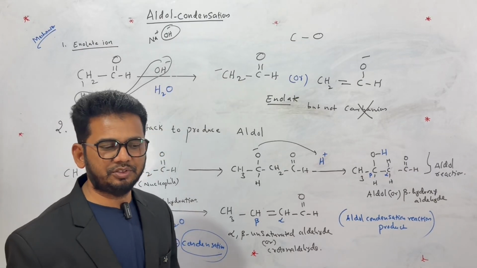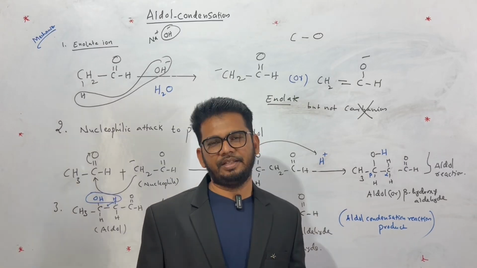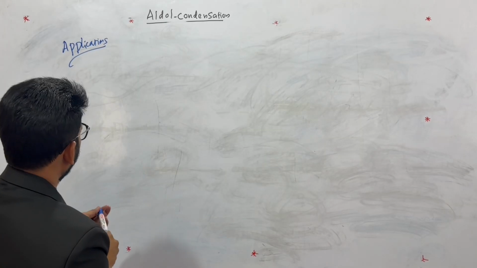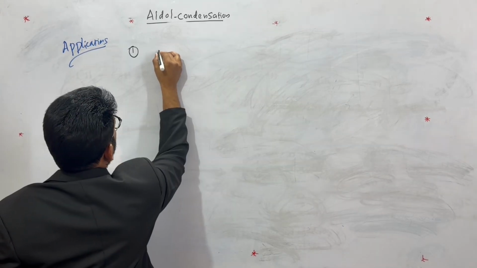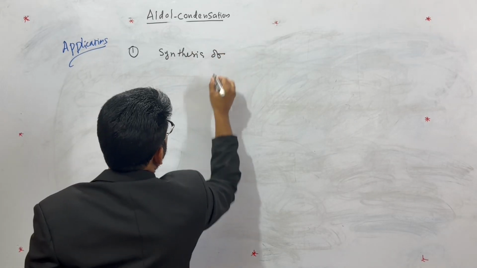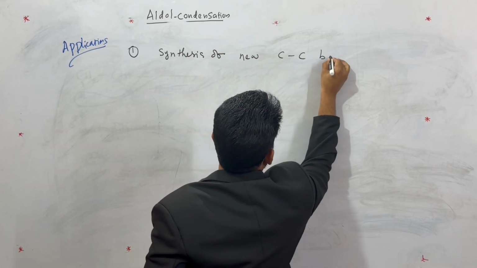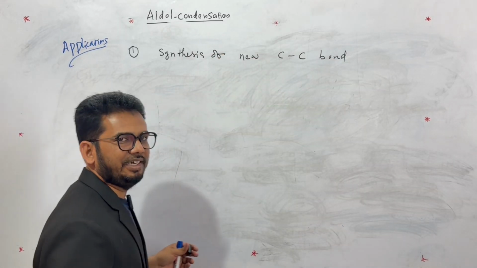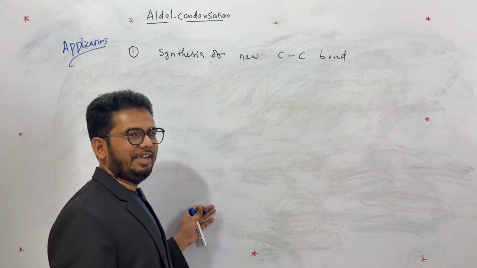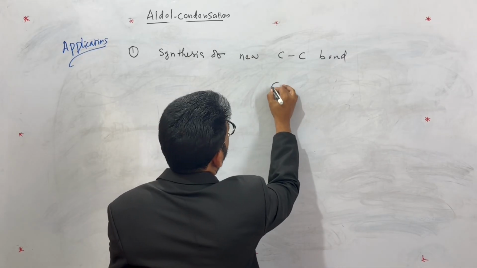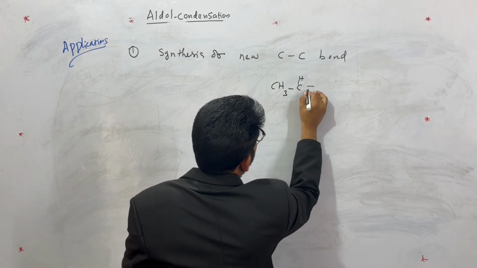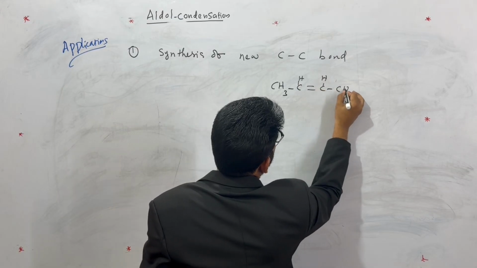I hope you understood the reaction mechanism. Next we will go to the applications, which are very important for us. The first application is that it is helpful for the synthesis of new carbon-carbon bonds. How, we already studied in the reaction. In the reaction, 2 moles of aldehydes, where the final product is CH3, CH, double bond, CH, then CHO.